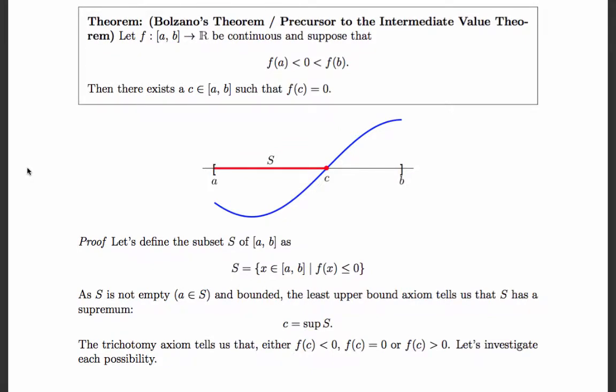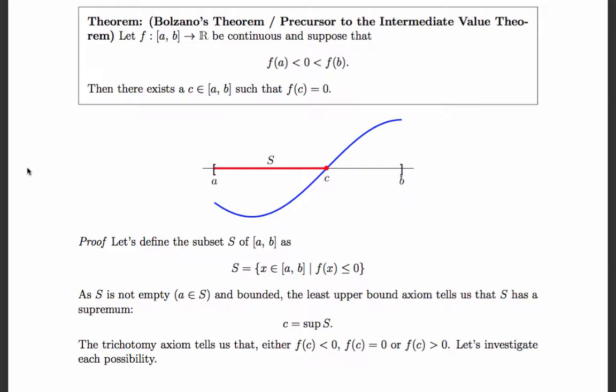So let's prove the result. We're going to start by defining a subset of the domain, S, as all x in the domain for which the function is not positive, in other words, f(x) less than or equal to 0. So you see there illustrated an example of a function and an example of this S set highlighted in red. And you can see it's a subset of the interval a to b.